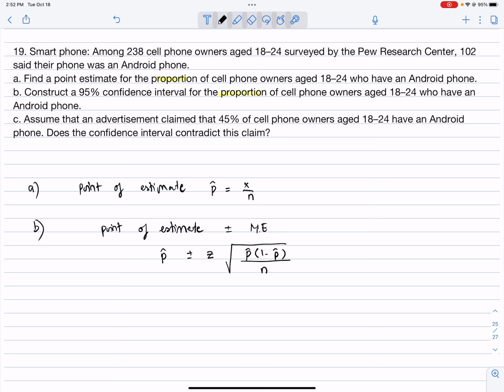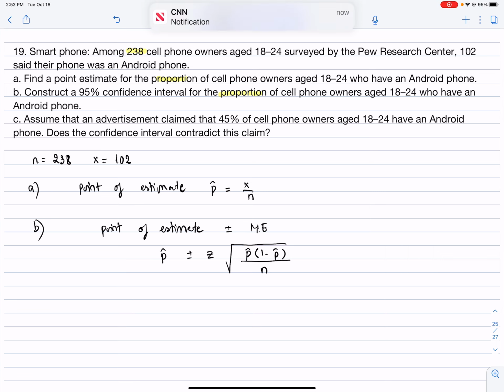And it said 238, this number. They are making a survey and they collect the data, so that is the sample size, 238. In this group, only 102 have an Android phone, so that is X. The notation is a part of it, so 102.